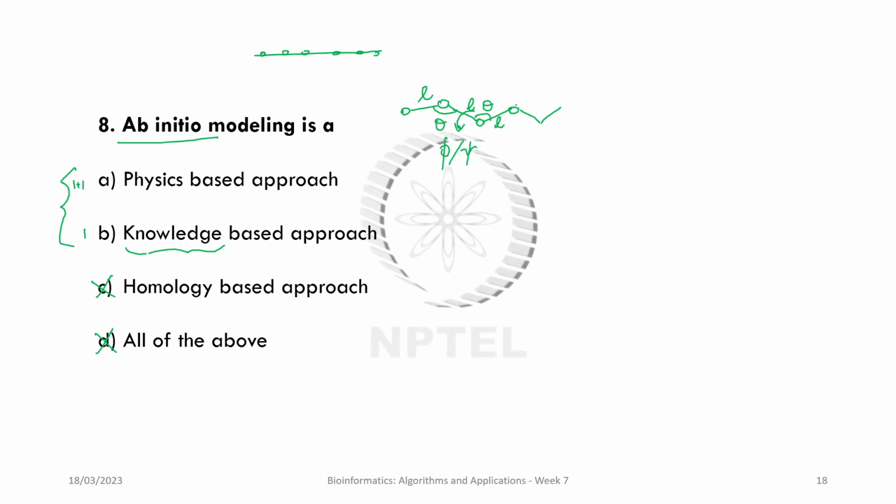Again you will have all four. Here again you'll have length, and this is for fourth, right? So when you go to fifth, you will have length as well as angle as well as torsional angles, and so on. So it's a physics based approach rather than knowledge based, and definitely not homologous. All right.